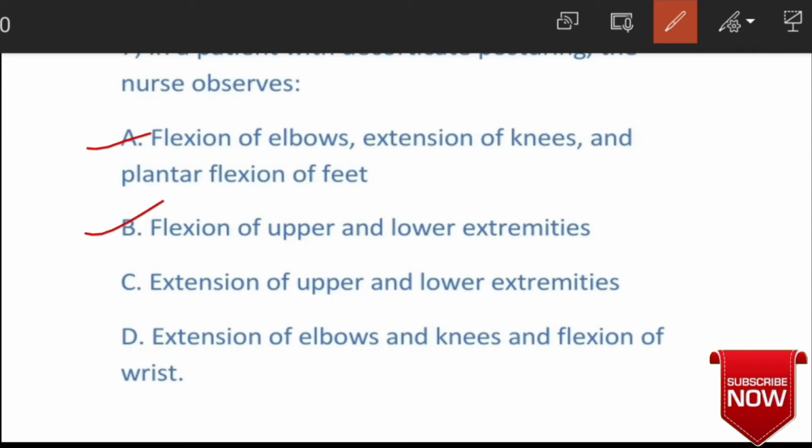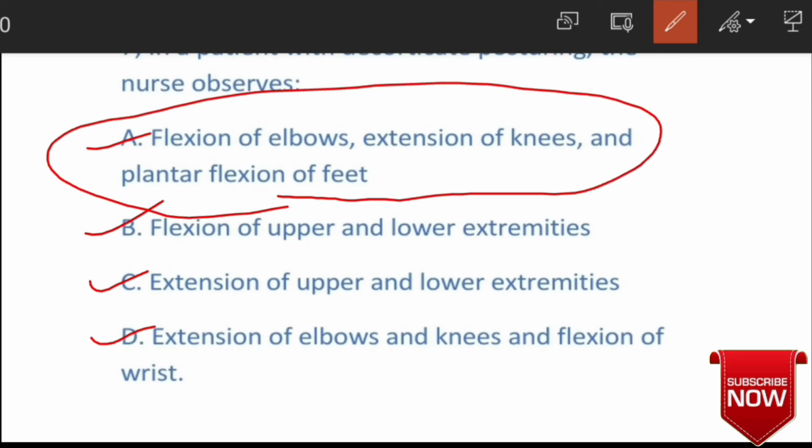Option B, flexion of upper and lower extremities. Option C, extension of upper and lower extremities. Option D, extension of elbow and knees and flexion of wrist. The correct answer is option A, flexion of elbow, extension of knees and plantar flexion of feet.